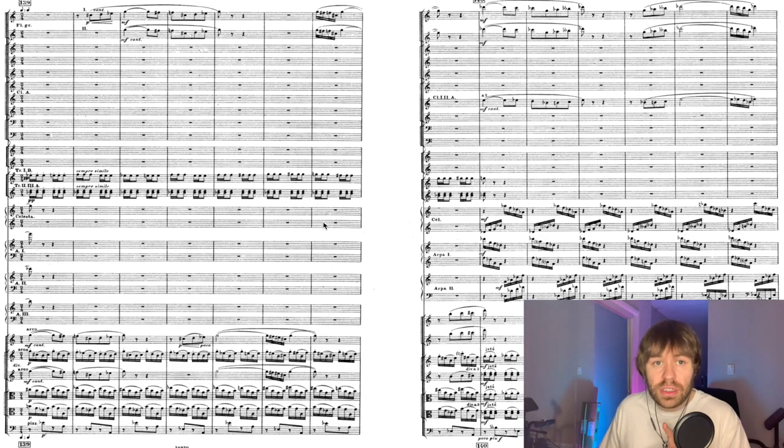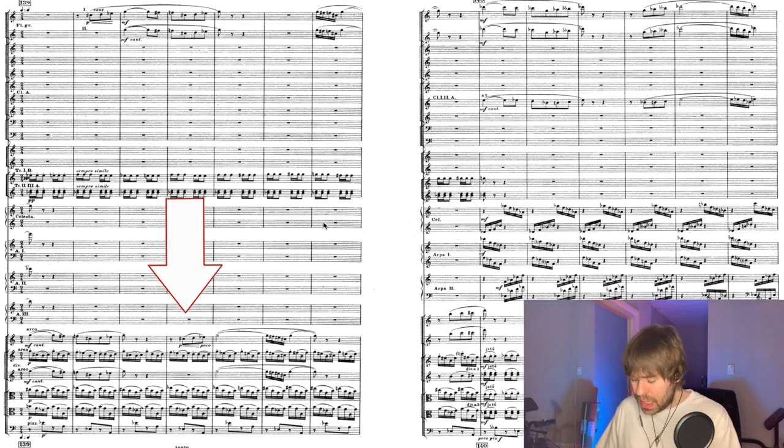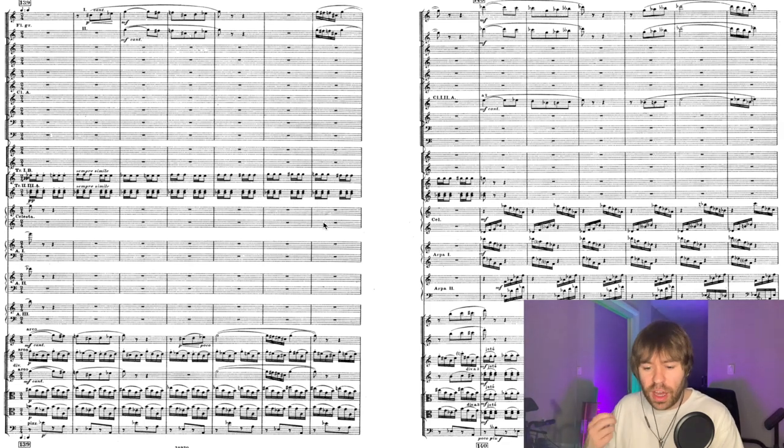But when we get to this string figure here, again, it's like what we talked about in the variations on the Firebird. It sounds very chromatic, but actually it can be thought of as an E-flat major type situation. Now, what does that imply for the harmonic nature of the Infernal Dance?